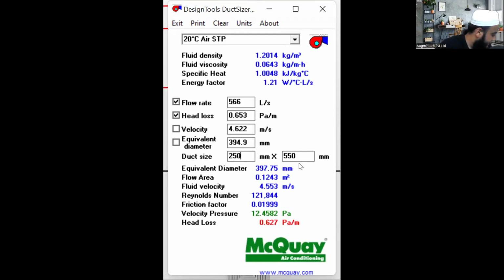So when you calculate the aspect ratio for this size, 550 divided by 250, how much do we get? 2.2. So can we select this size of duct? Yes, because the aspect ratio is satisfying.